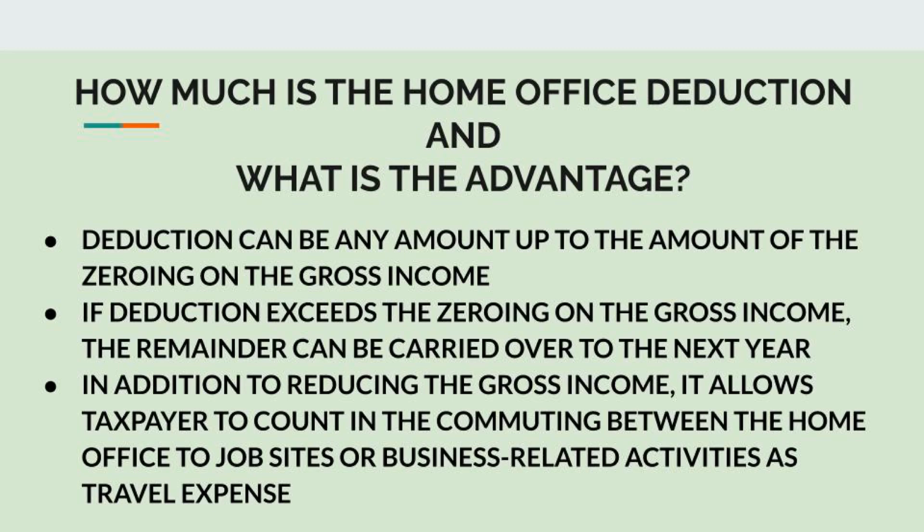Now, in addition to reducing the gross income, the other advantage is that it allows taxpayers to count the commuting between their home office and job sites or business-related activities as travel expense. So here's the beauty of the home office deduction. Once you establish that you do have a home office, the commuting that you do between your home and job sites, or if you go on a business-related activity, that commuting travel distance can also be counted as a travel expense, whether as a standard mileage or actual expense.